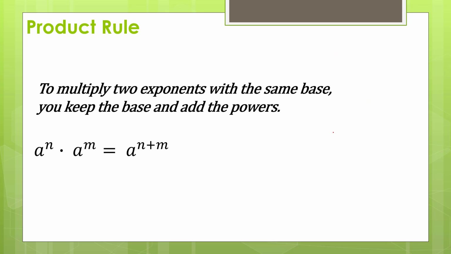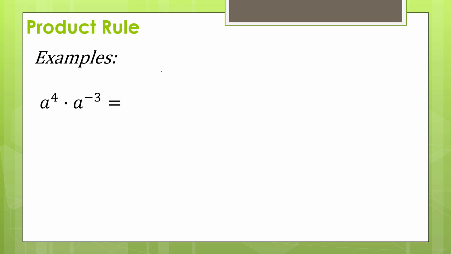Multiply two exponents with the same base, you keep the base and you add the powers. So a to the nth power times a to the mth power becomes a to the n plus m. These are probably the most common rules that you will end up using, the product rule and the quotient rule. So a couple of examples. A to the fourth power times a to the negative third power simply becomes a to the 4 plus negative 3 power, which equals a to the first power. We don't need that 1 anymore, so we simply say a.